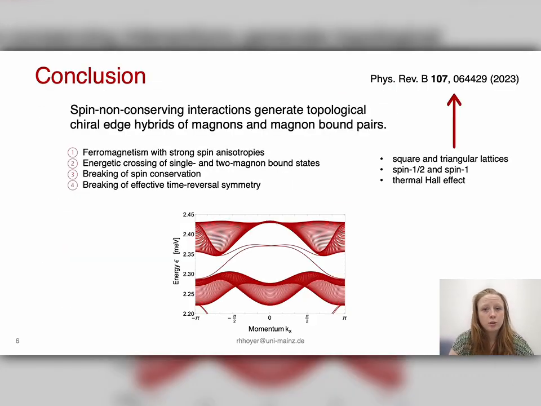To summarize and conclude, we have seen that the spin non-conservative interactions can generate topological chiral edge hybrids of Magnons and Magnon-bound pairs. For this, we need the following recipe. We need ferromagnetism with strong spin anisotropies. We need an energetic crossing of single and two Magnon bound states. We need the breaking of spin conservation, and we need the breaking of an effective time reversal symmetry.